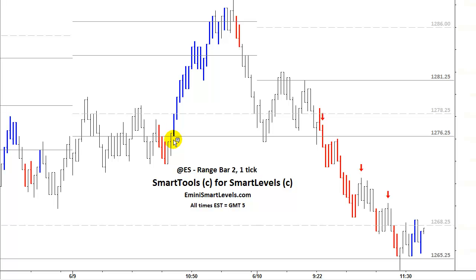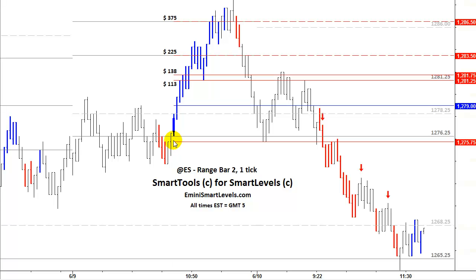If you recall from yesterday's review, we took this trade off the one-point chart, and either way you could have ridden it up to the overhead levels along the way. Here's the second profit target. Next overhead level for 225 per contract, and then the overhead level at 1286.50 for 375 per contract.